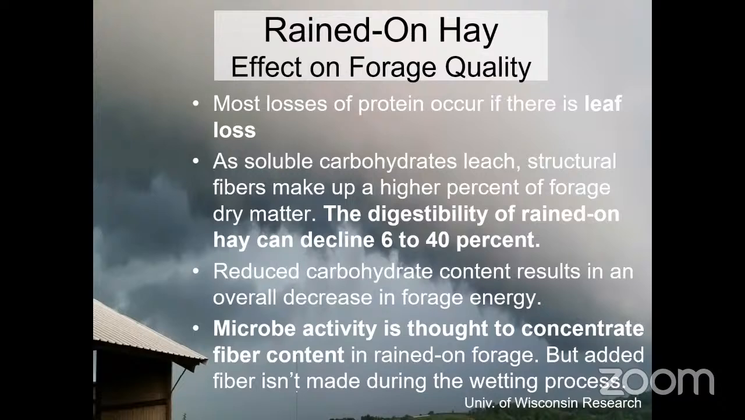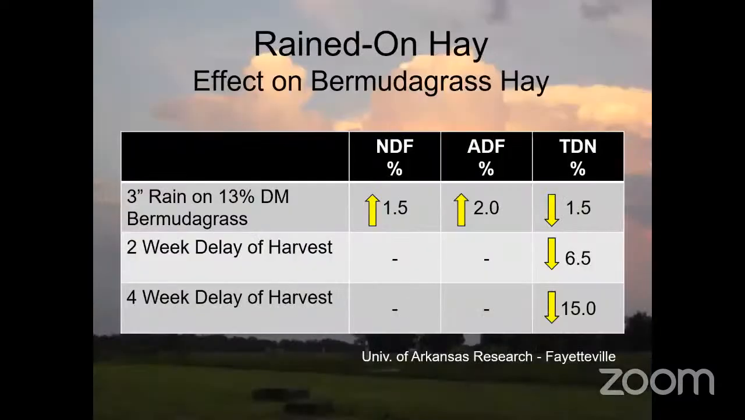But they found in some of the University of Wisconsin research that digestibility of rain on hay can decline as much as 6 to 40%, as a result of soluble carbohydrates that are leached and the fibers start to make a higher percentage of that dry matter. We have reduced carbohydrate content, so we have less energy. And then, of course, they found that the microbe activity is thought to concentrate fiber content in our forage that gets rained on. And that fiber just isn't made during the wetting process, but it's the microbe activity that's concentrating that fiber content. So I wanted to give you a little background on rained on hay and what you can expect.